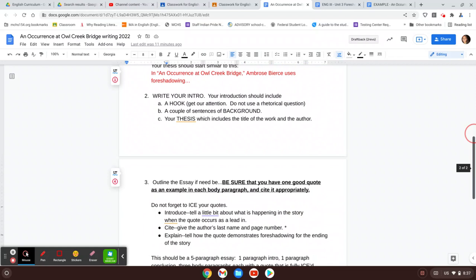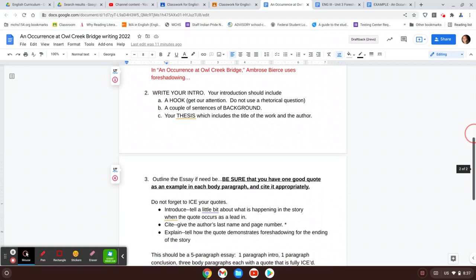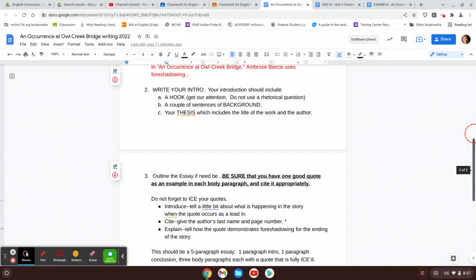You need to have some kind of a hook, an attention getter. Don't put something stupid like, have you ever imagined your own death? Have you ever been to Owl Creek Bridge? You want to use something that's a stronger lead in. And one of the reasons why we're doing this writing is because we are getting ready for the SAT essay that you will all write in April. You need to have a few sentences of background, meaning this story is about a Civil War man who makes a mistake and is caught in the act.